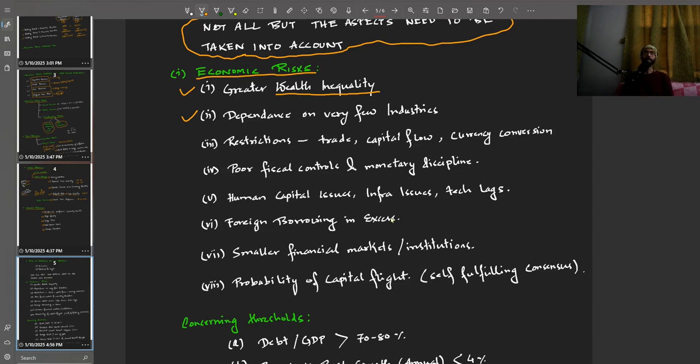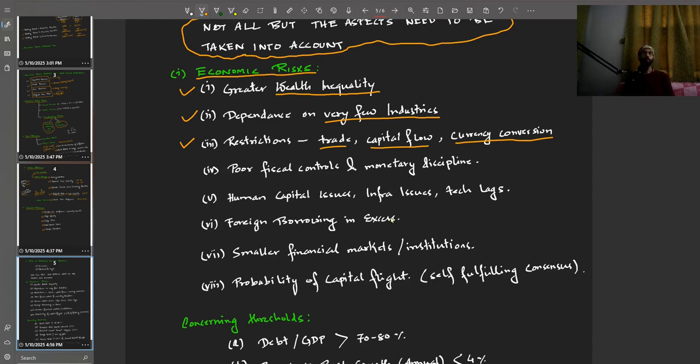Second factor, dependence on very few industries. Let's say an emerging market country is solely dependent or highly dependent on mining resources or on oil and gas. Now, one should be concerned while investing in that. Then restrictions on trade, capital flows or currency conversions, right? So, you have to consider what the exchange rate scenarios are, what hassles one has to face when trying to exchange the currencies. What hassles does one have to face when doing foreign direct investment or investing in that country or taking out the capital from that country? And what is the liquidity scenario of that country? And what are the trade relations of that country with foreign nations?